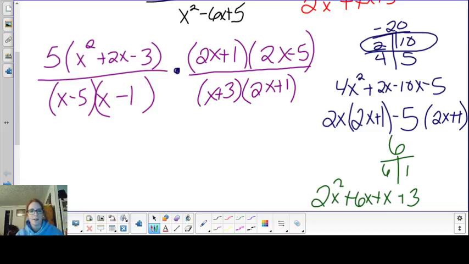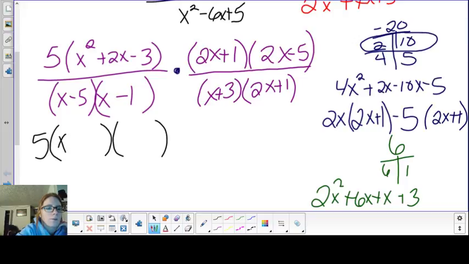We didn't finish factoring, did I? Nope. So you're like, hey, Miss Kimmy, we didn't do anything with this thing. We didn't. We forgot to do it. Okay, so let's go ahead and factor that. So I've got my 2 sets of parentheses. Multiplies to x squared is x and x. Multiplies to negative 3 adds to 2. Positive 3 and negative 1.